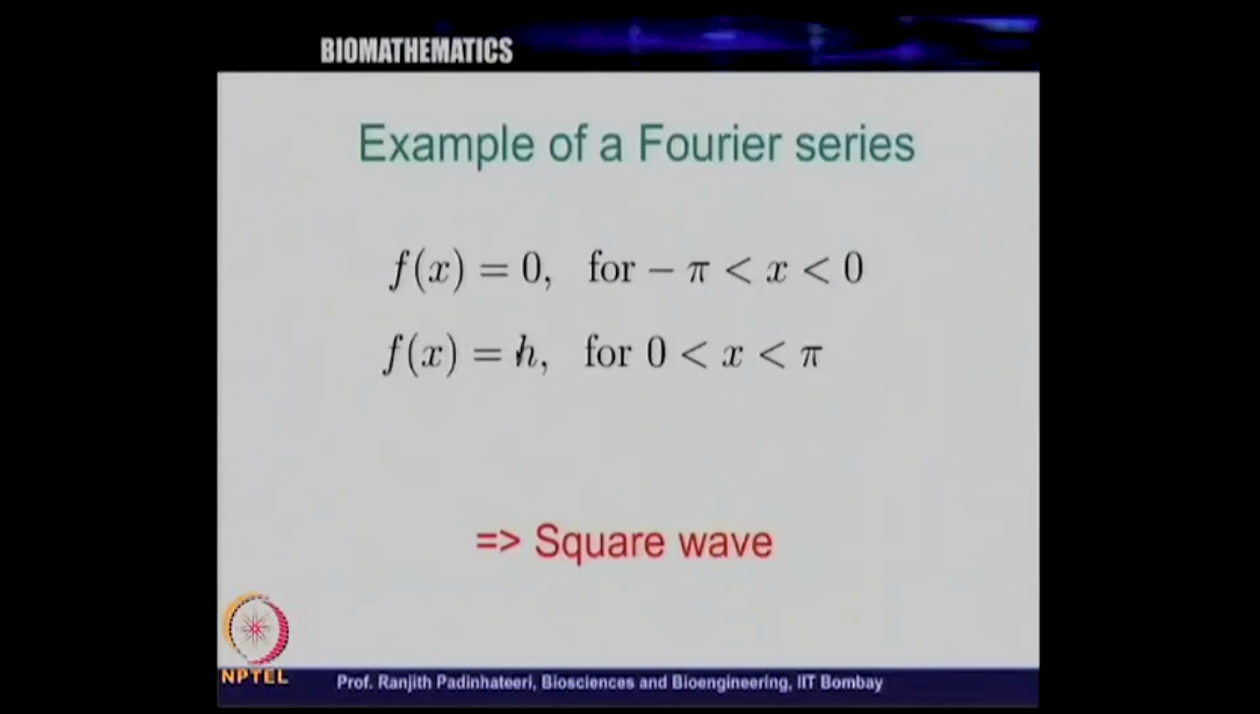h can be any value, it could be 1, 2, 3, 4, but for simplicity I will take 1 here, but you could take any particular value. So, f of x has some particular value 1 or 2 or 3, which is h, for half of the interval, and in the other half it is 0. So, this can be called a square wave. Please plot this yourself and realize that this is indeed a square wave.